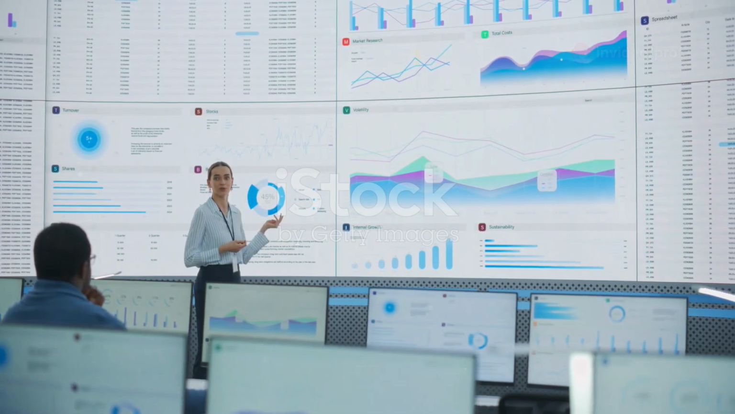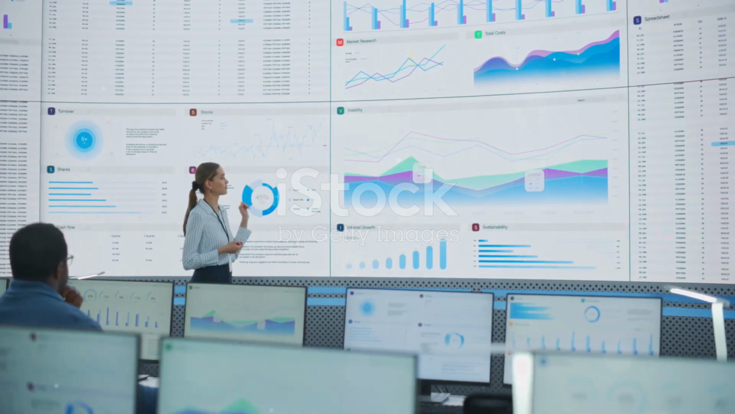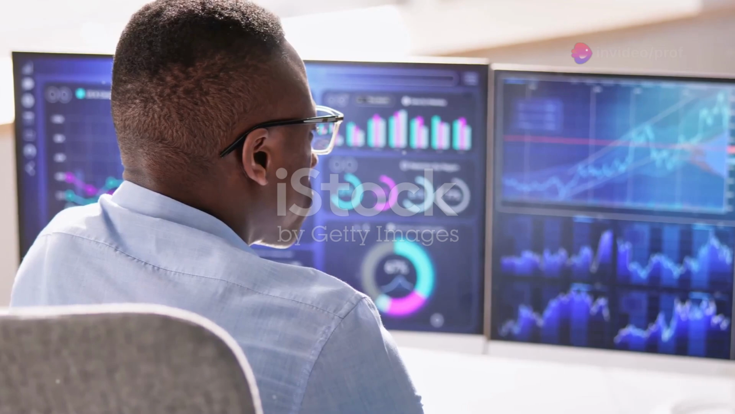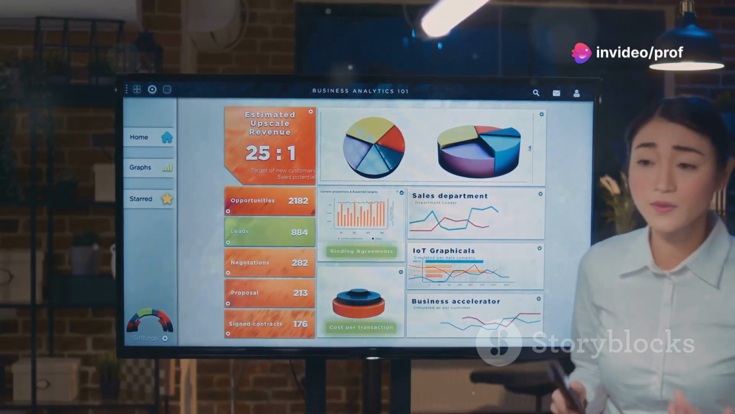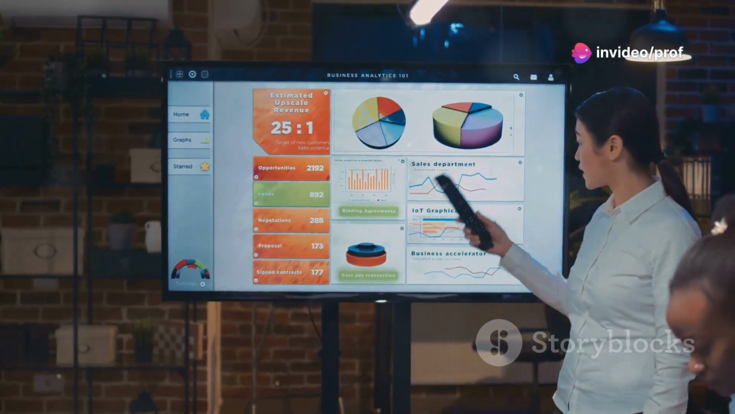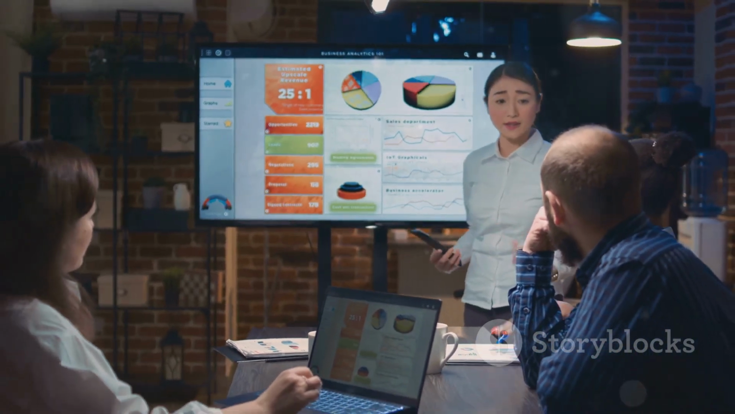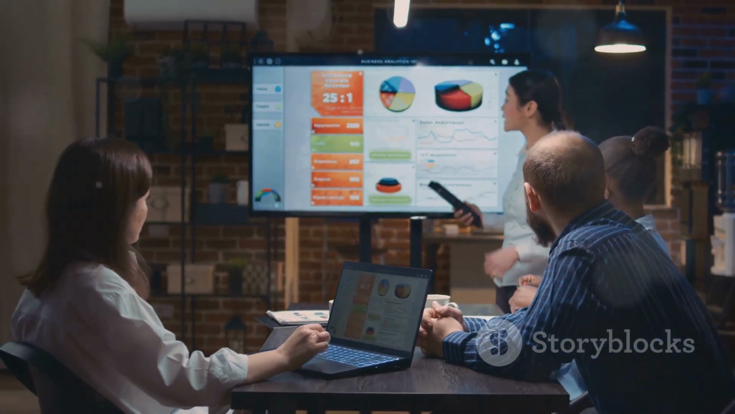Section 7. Conclusion. The power and potential of time series analysis. Time series data offers a unique lens into the dynamics of our world. From understanding past trends to predicting future outcomes, time series analysis empowers us with valuable insights across various domains.